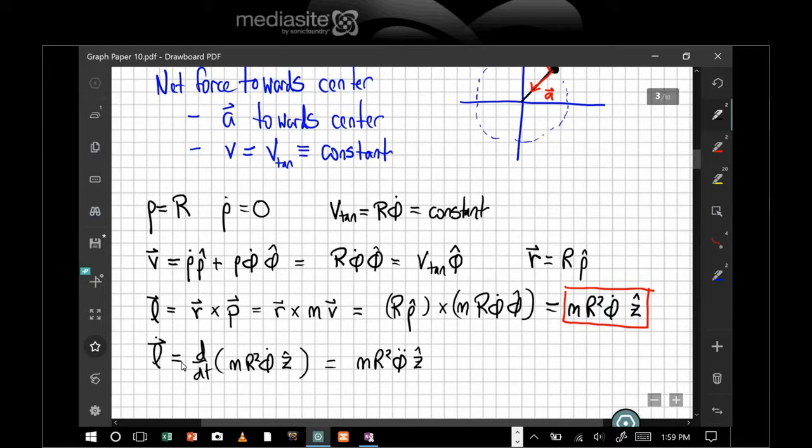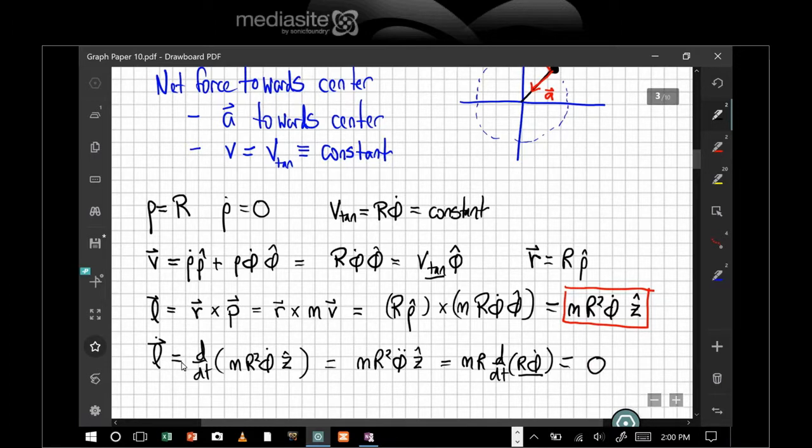Okay, now I can put together, let me write it this way, m r, and then I can write this as d/dt of r phi. Now these are constants. What is this thing here? Well, that's v tan. That's a constant, so the rate of change of a constant is 0.